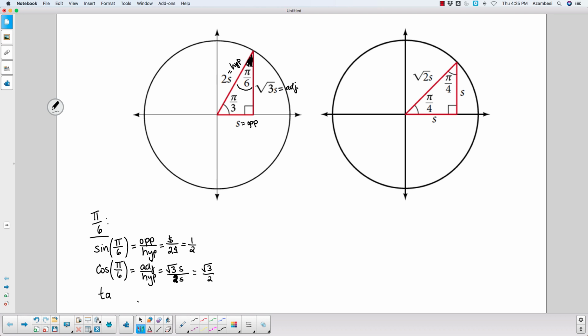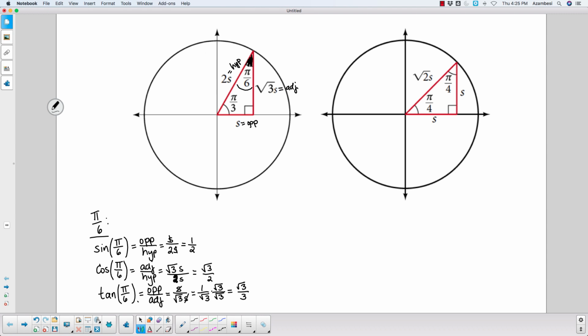So tangent of pi over 6 is your opposite side over your adjacent. So if we're looking at the opposite, we have s. The adjacent side, square root of 3 times s. Simplifying our s's out, you get 1 over the square root of 3. Or if we rationalize that denominator by multiplying by the square root of 3 over the square root of 3, what we get is the square root of 3 over 3.